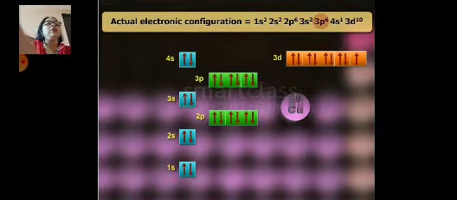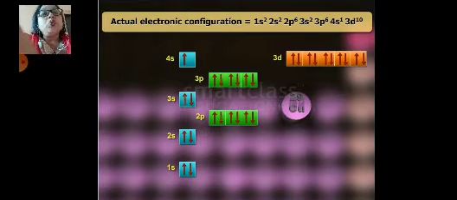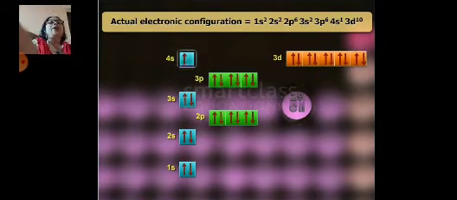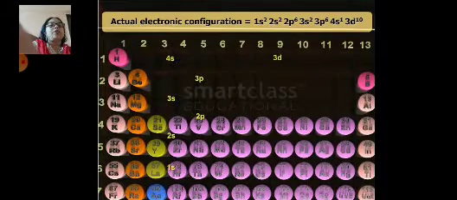So in 3d, all orbitals are fully filled and 4s is half filled. So here also, the half filled 4s orbital is more stable. That's why the actual electronic configuration of copper is this one.